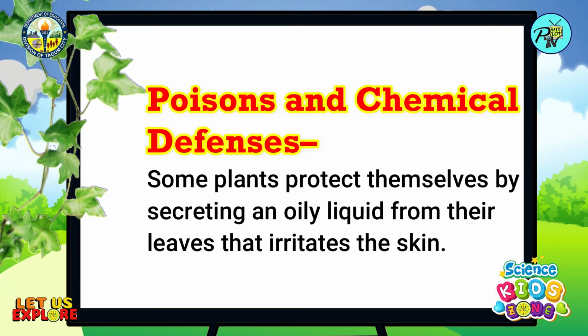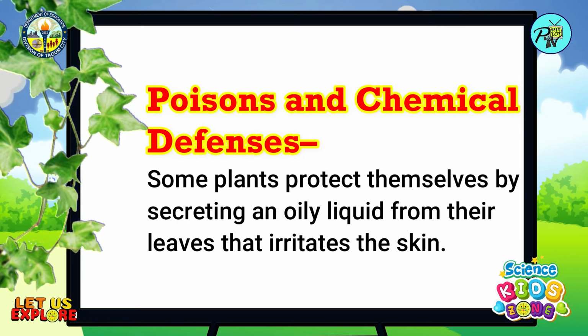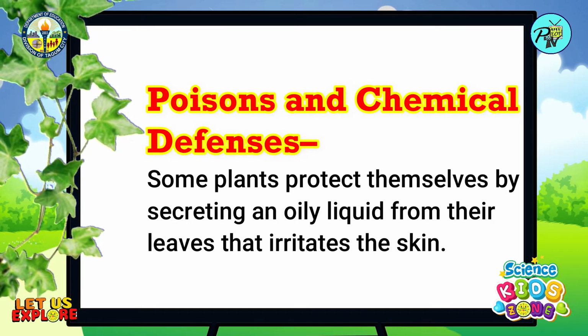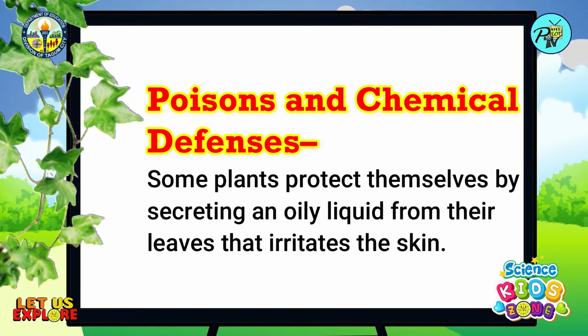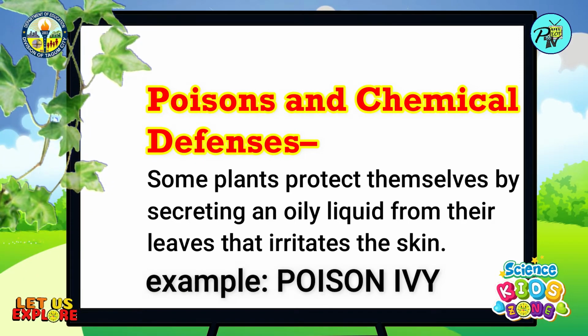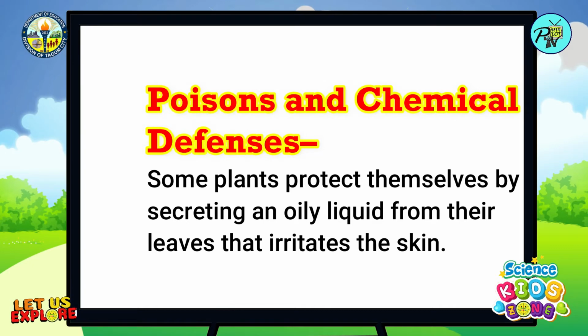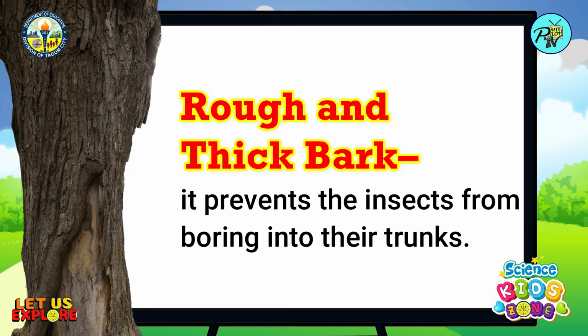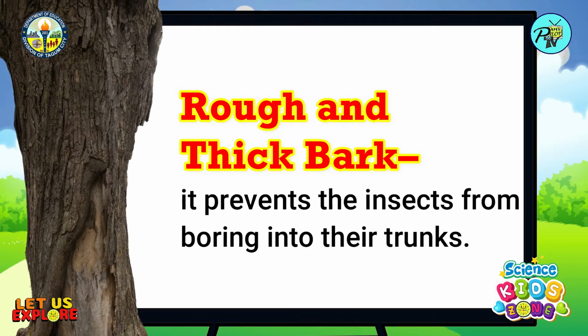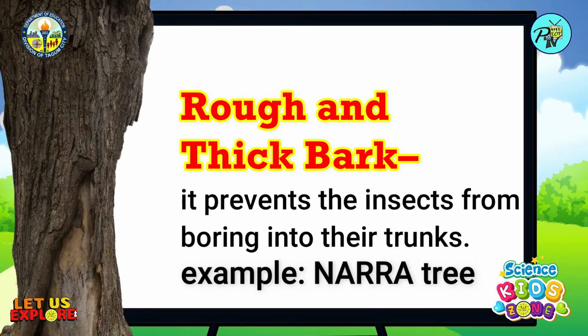Poisons and chemical defenses. Some plants protect themselves by secreting an oily liquid from their leaves that irritates the skin. Example, poison ivy. Another is rough and thick bark. It prevents the insects from boring into their trunks. Example, nara tree.